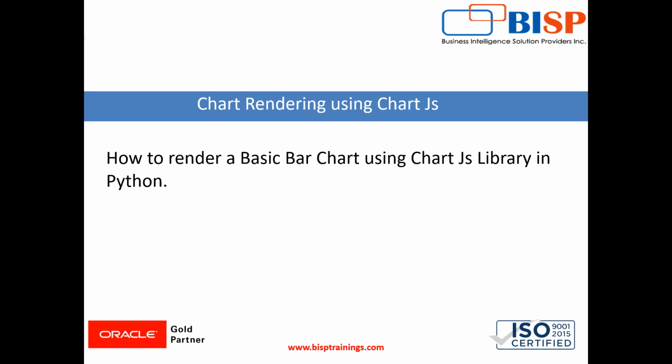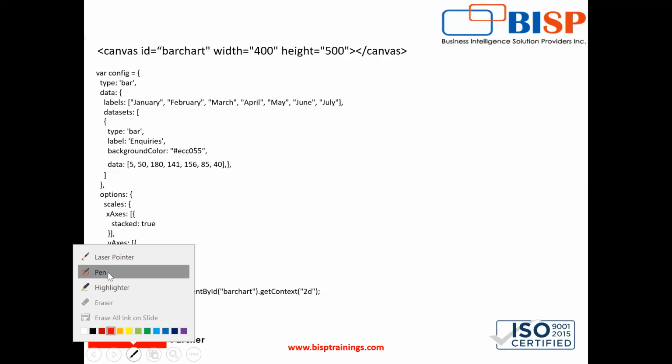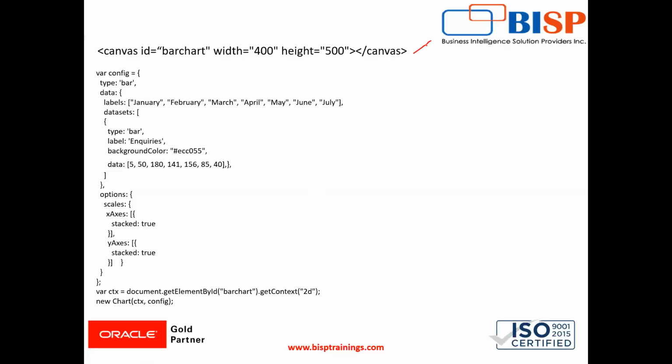First of all, we will see the basic structure of bar chart. See, this is the basic structure of bar chart. Here you can see the canvas tag, and after that this is the part of JavaScript from here to here.